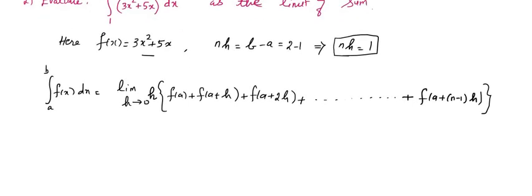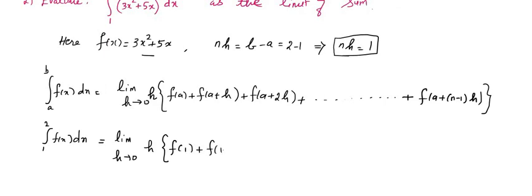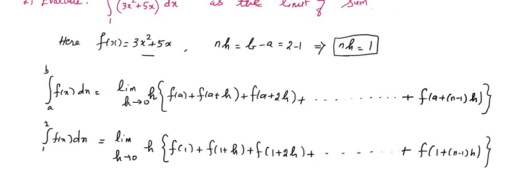See what we get here. Here a and b: a is 1 and the upper limit is 2, integral of f of x dx. We are applying our upper limit and the lower limit. Then what we get? Limit h tends to 0, h into f of a, what is f of a here? f of 1, plus f of 1 plus h, f of 1 plus 2h, till f of 1 plus n minus 1 h. Therefore, this is the required form for this problem. Understood? Here a is 1. Therefore, the formula is reduced to this form.